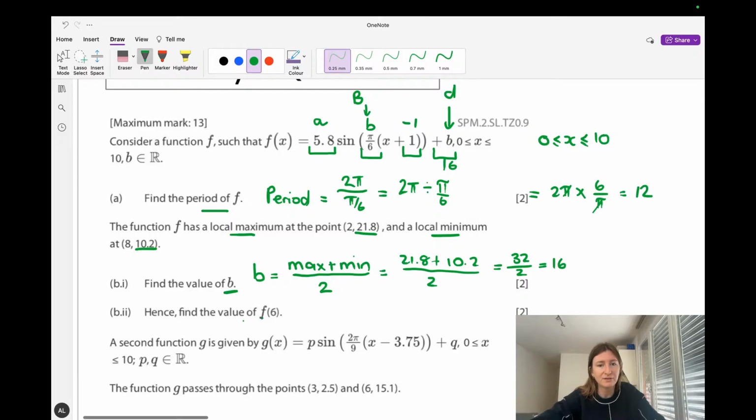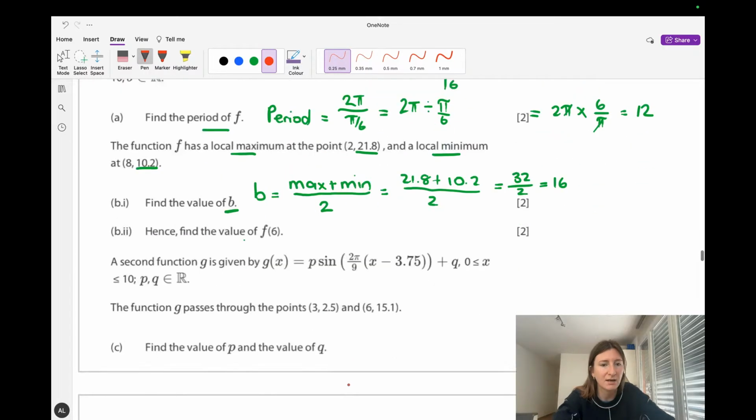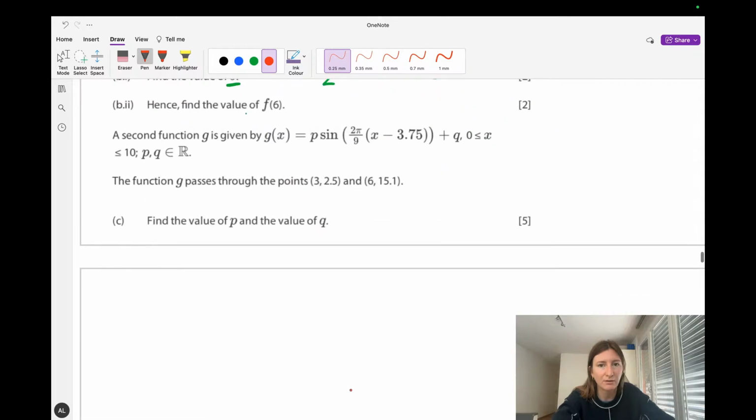Find the value of f of 6. So now that we have our b, we have the whole function, which means in place of x, I might be confusing people with colors here, in place of x, we just substitute 6. I'm not going to do that one because we've done a few substitution questions, and I want to get to this lovely one over here.